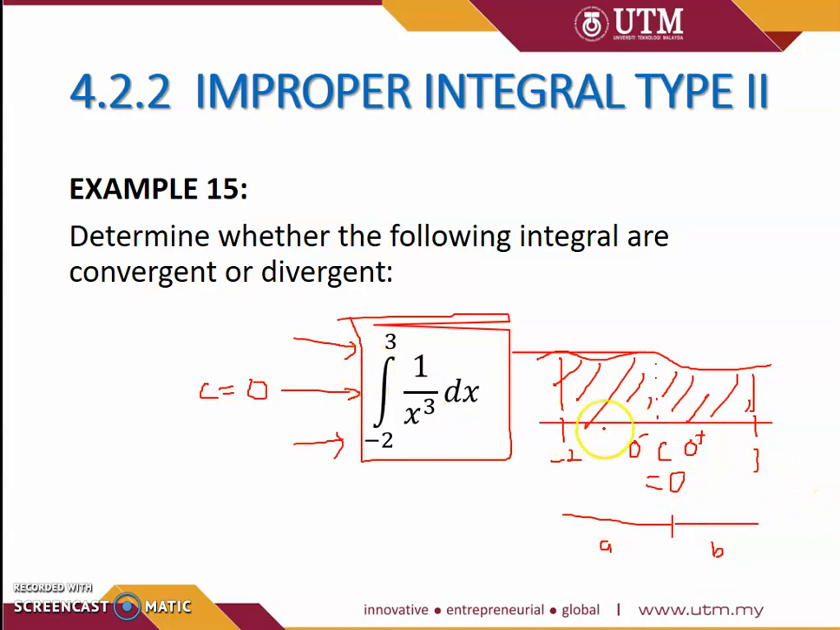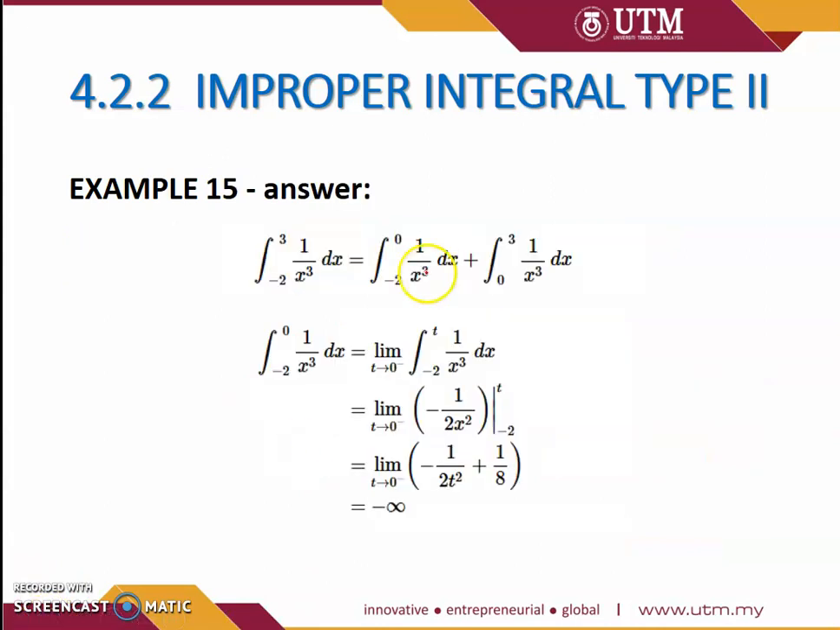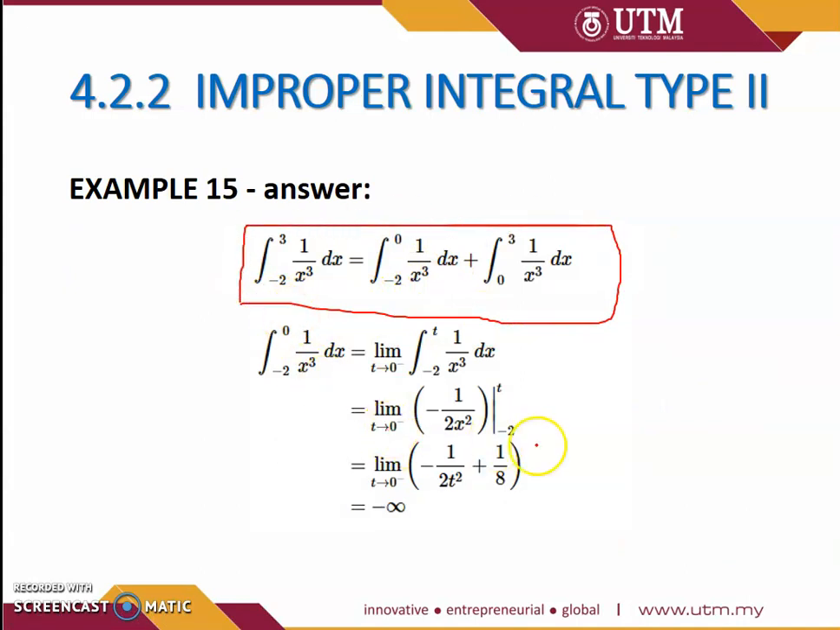We need to separate because we have this discontinuity point in the middle. So this is how we write the improper integral. The 0 here is the value of c, so we need to determine by ourselves the value of c. Therefore we need to do it one by one, the first part and the second part.